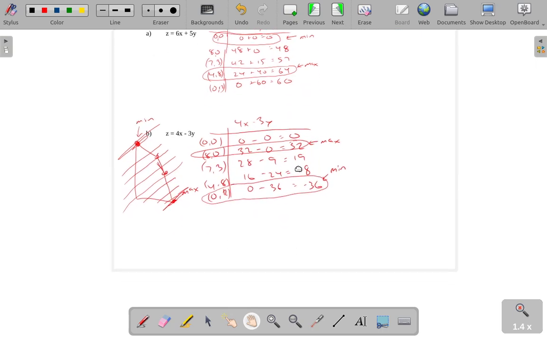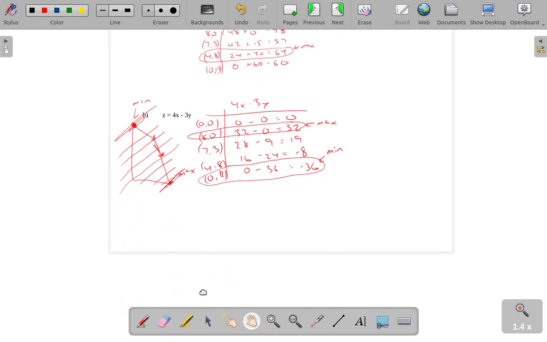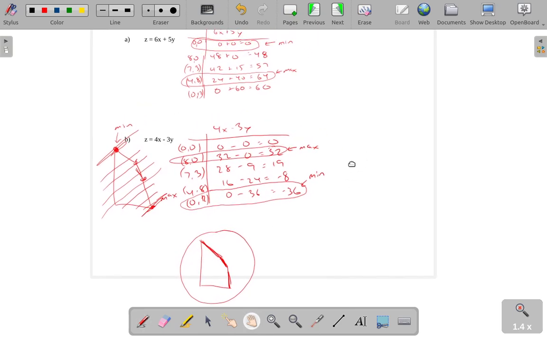Now, if we are dealing with a bounded region, so this is an example of a bounded region. Technically, the definition of a bounded region is one that we can draw a circle around and contain the entire thing. So essentially, you can bind it within a circle. That's what a bounded region is.